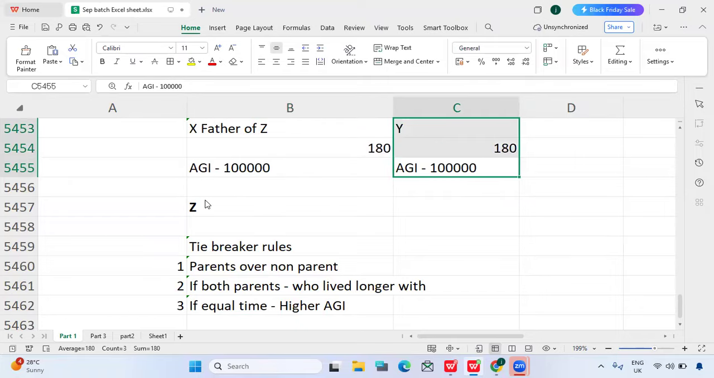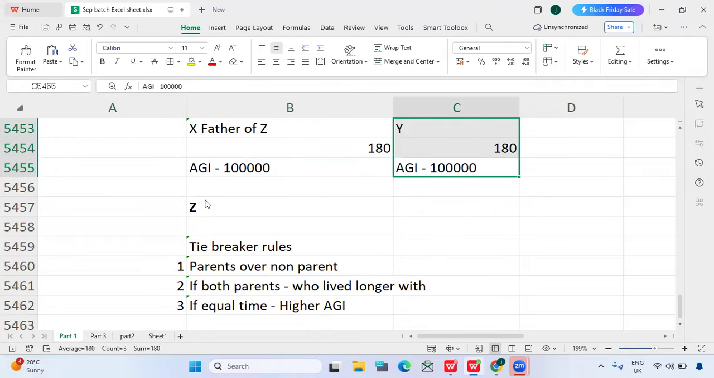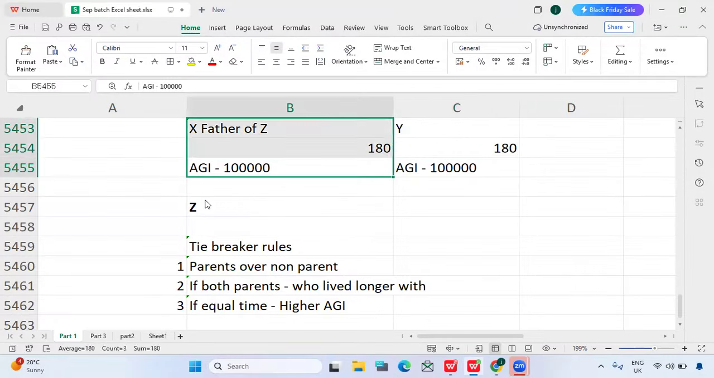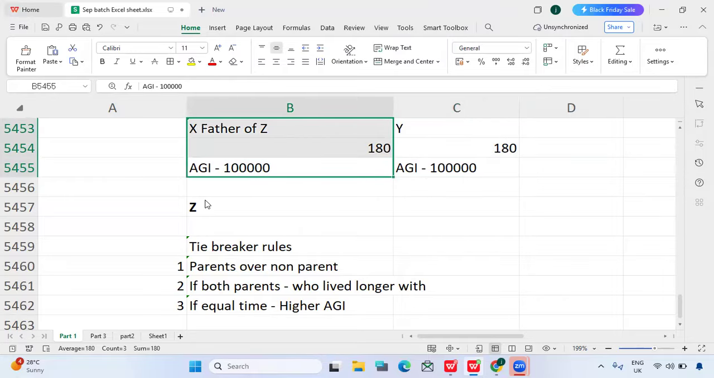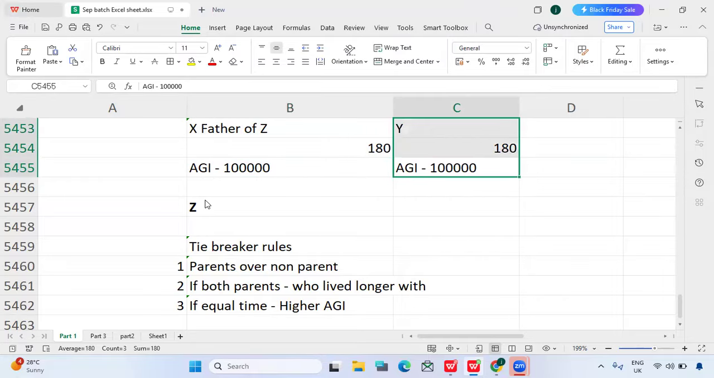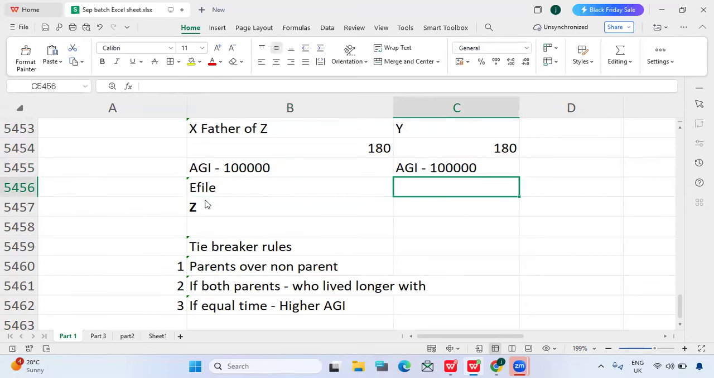So now someone should take a decision. Both should agree and both should take one final call. If X also claimed Z as a dependent, and Y also claimed Z as a dependent, IRS will reject the tax return. So they cannot e-file actually. Again, they can do paper filing, which is an extreme case. So X e-filed, and Y filed a paper return.